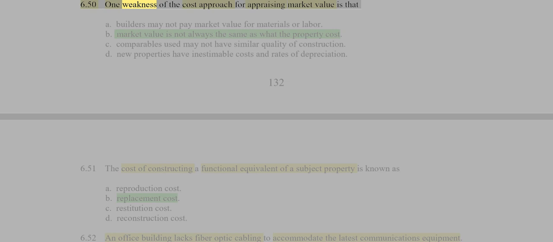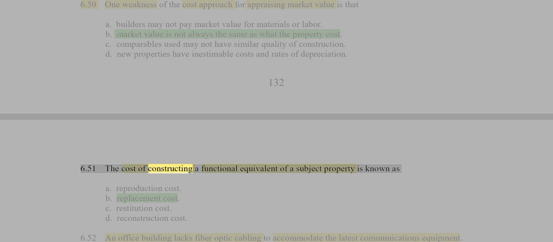6.50 One weakness of the cost approach for appraising market value is that A. Builders may not pay market value for materials or labor. B. Market value is not always the same as what the property cost. C. Comparables used may not have similar quality of construction. D. New properties have inestimable costs and rates of depreciation.